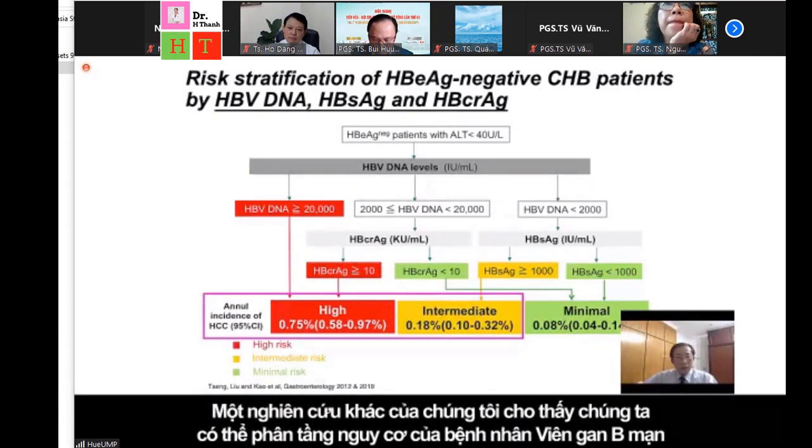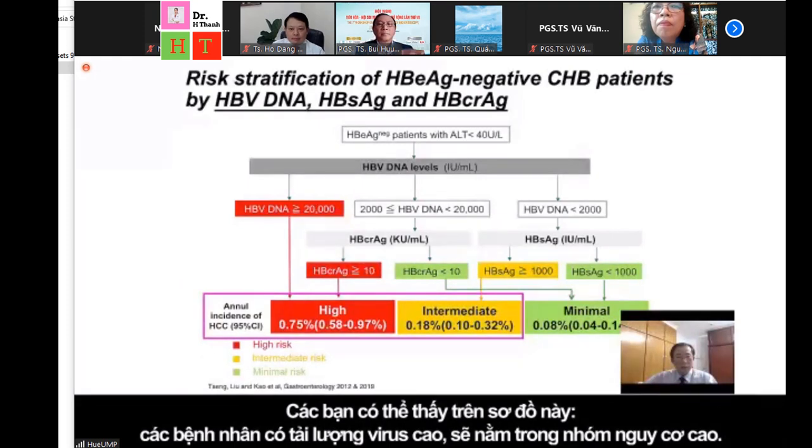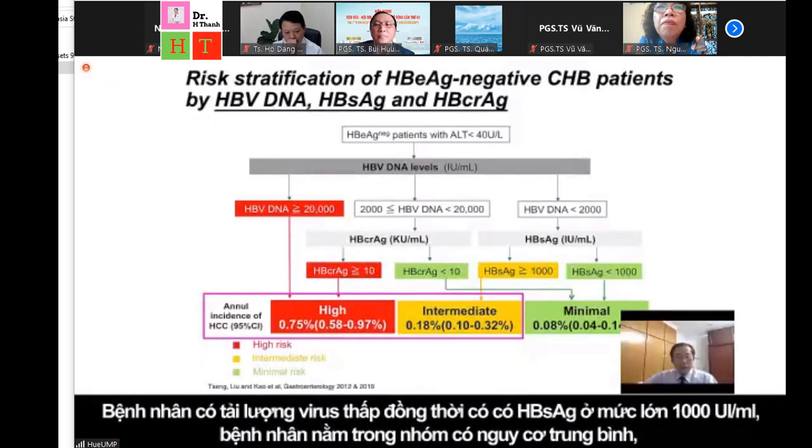Our own studies also showed we can stratify the risk of HCC in e-antigen negative chronic hepatitis B patients by incorporating HBV DNA, surface antigen, and hepatitis B core-related antigen level, as shown in this flow chart. The patient with a high viral load, of course, is in the high-risk group. And the patient with intermediate viral load, if they have a high core-related antigen level, is also in the high-risk group. The patient with low viral load, but with a high hepatitis B surface antigen, more than 1,000, is in the intermediate risk group.